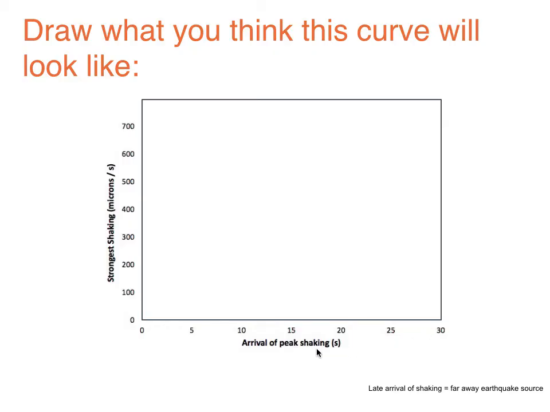I'd like to have my students start thinking about what these data look like when we graph them. That was another idea that we had, and in this particular case I'm going to show them a blank graph where the horizontal axis shows the arrival time of peak shaking, like we measured from the seismic recordings, and the vertical axis shows the strongest shaking. Now, we have the general idea that we'll feel shaking a little bit later if we're further away from the earthquake source. So what would the graph look like if we were to plot the arrival time versus peak shaking? Is it going to look like that, or like that, or like that?